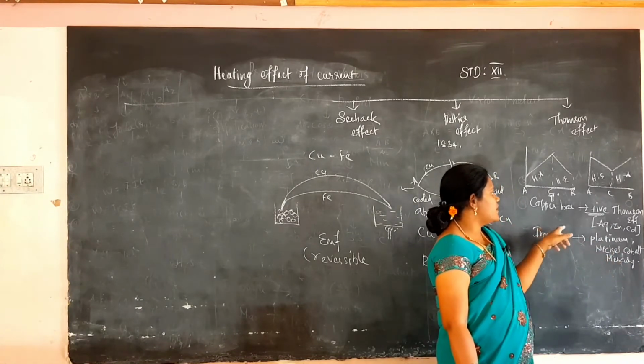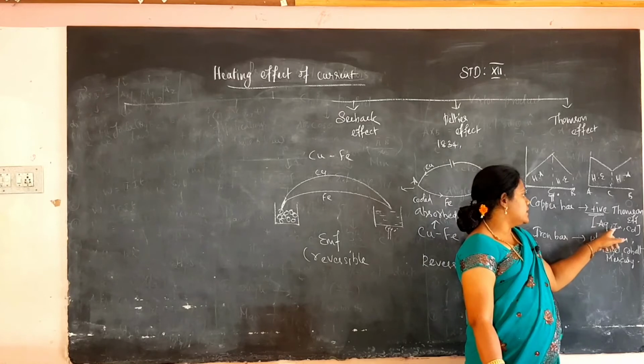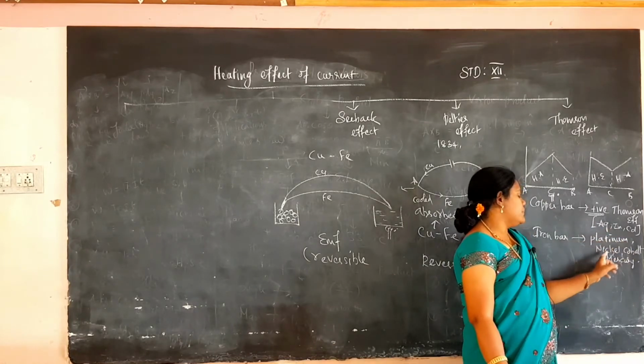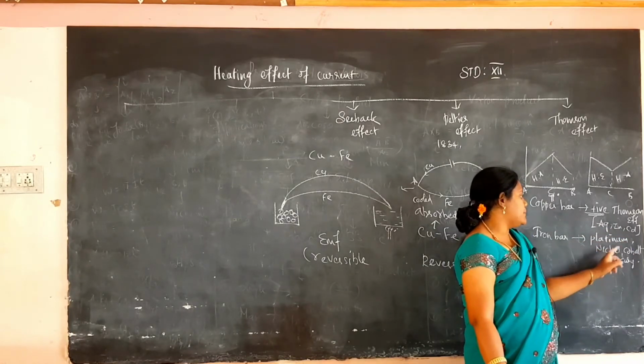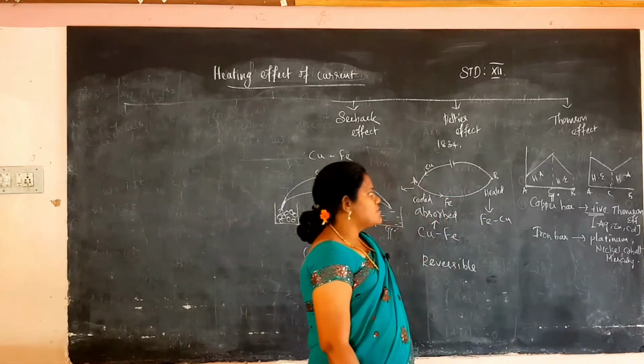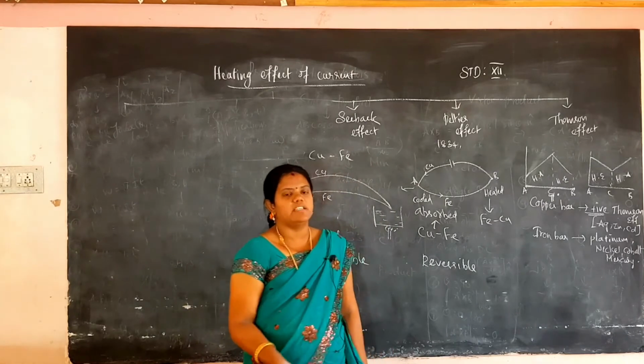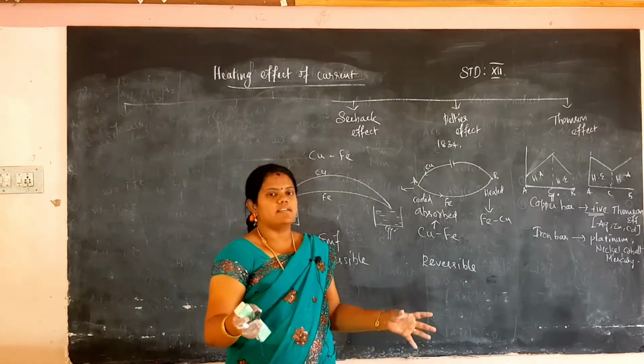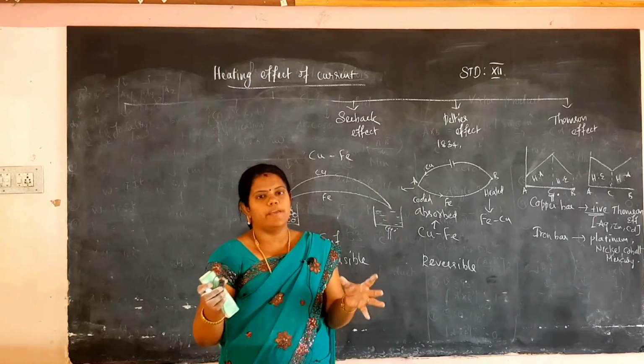So positive Thomson effect is zinc, silver and cadmium. Negative Thomson effect is nickel, platinum, cobalt and mercury. The other materials also have the negative Thomson effect. Thomson effect is nothing but one part being heated, in some part the heat will be absorbed, and in some part the heat will be evolved.